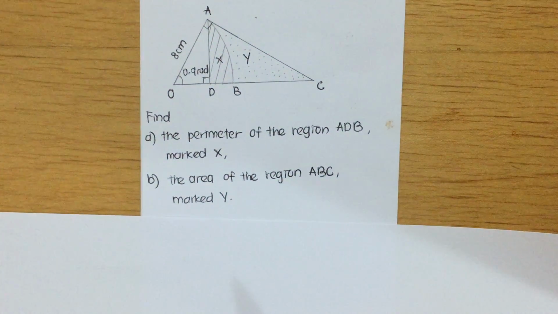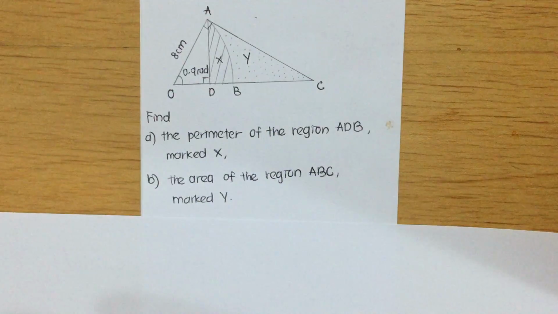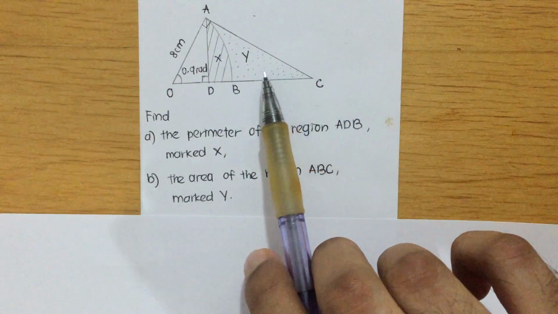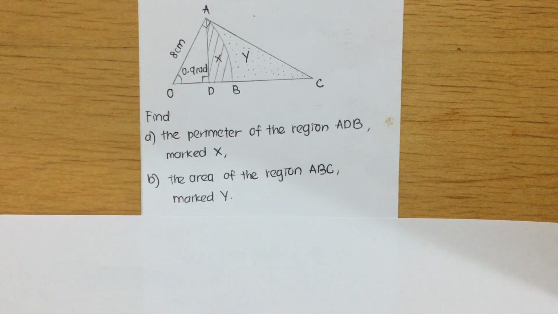So the question asks to find the perimeter of the region ADB marked X. So this is the ADB. And the area of the region ABC marked Y. So you need to find this area, guys, in question B. Alright, I hope you will attempt this question in the future. If you could manage to solve this question, well done. But if you can't solve this question, no worries. I'm going to show you the step-by-step working and the solutions now.